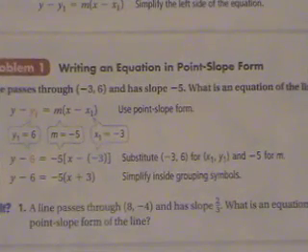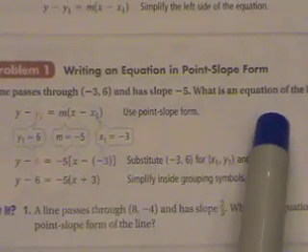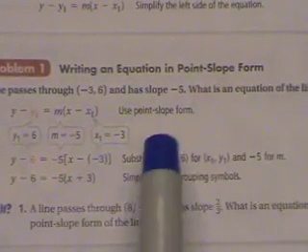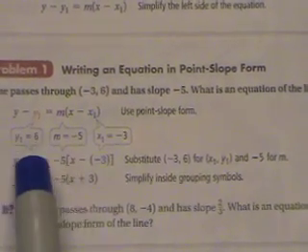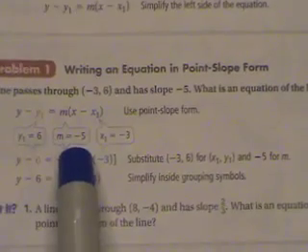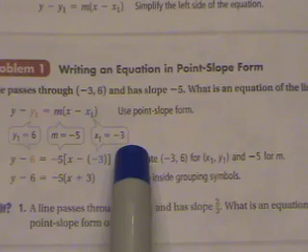Problem 1, page 314, could not be easier. They give you 1 point and the slope of a line. You write the equation of the line. Well, using point-slope form, piece of cake. Plug in what you know. Put in 6 for y1. Put in the slope for m. Put in -3 for x1. You're set.